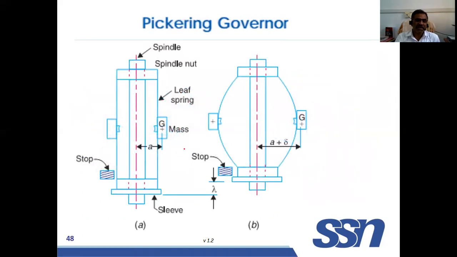Another is the Pickering governor. Here this is the spindle, and this is a sleeve. Spindle and sleeve are connected by a number of leaves. At the center of the leaves, we have the mass. When the spindle is rotated, due to the deflection of the leaf and the centrifugal force, the mass will move outward, and the sleeve will lift. This will be connected with the throttle valve. So this is the Pickering governor, another type of governor.